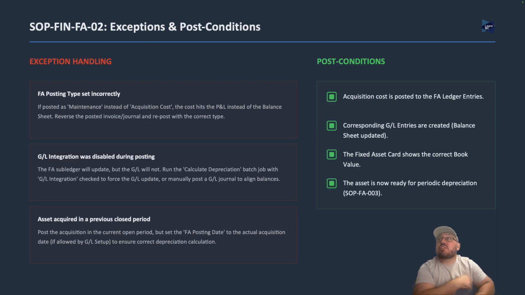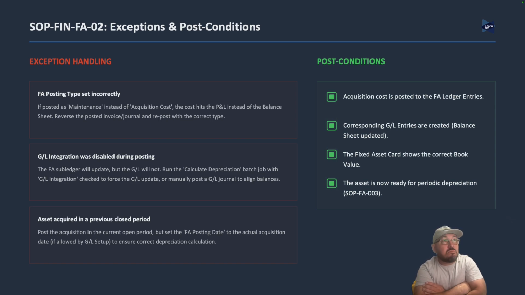Now, exceptions here: the fixed asset posting type is set incorrectly. If you posted it as maintenance instead of acquisition, the cost hits the P&L instead of the balance sheet. Reverse the posted invoice journal and repost with the correct type.